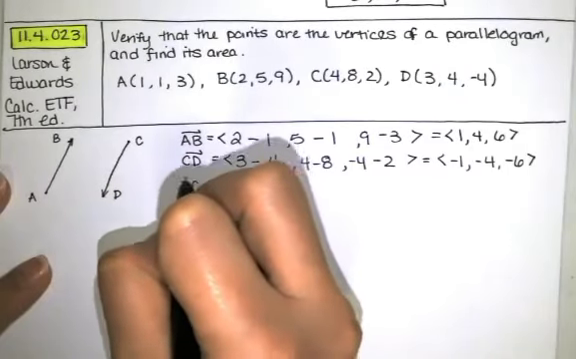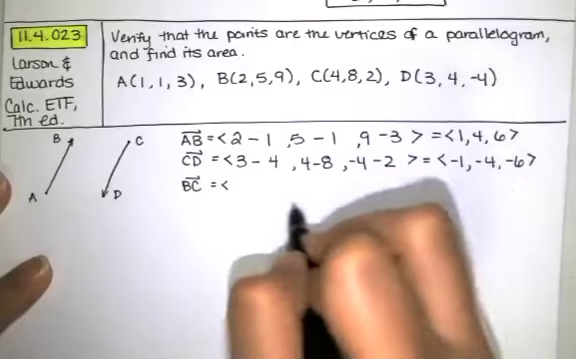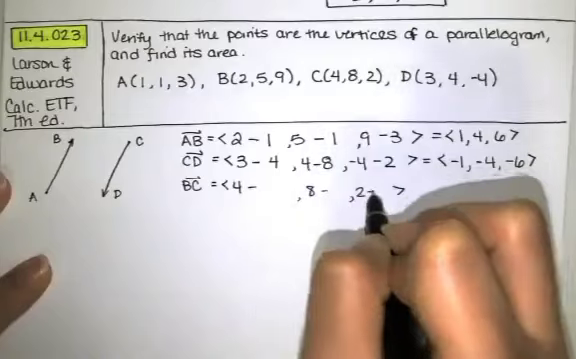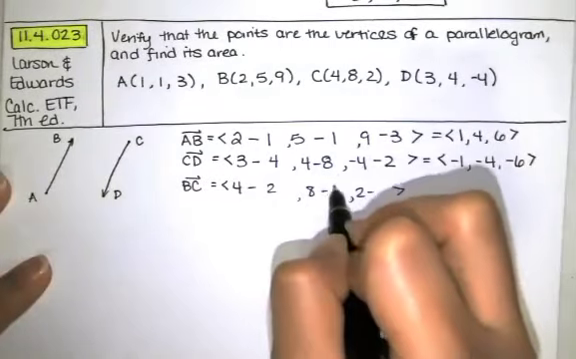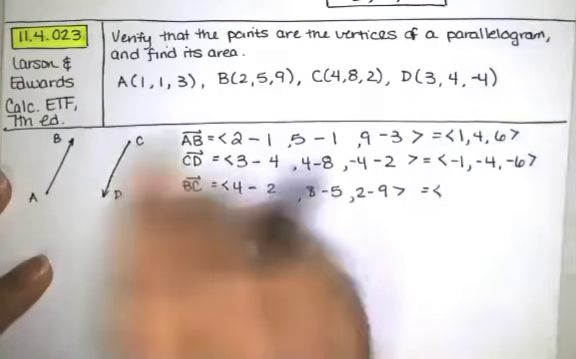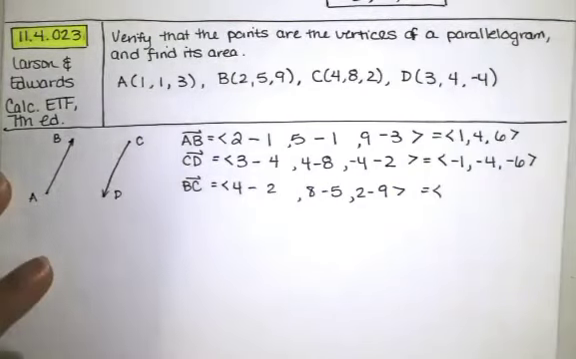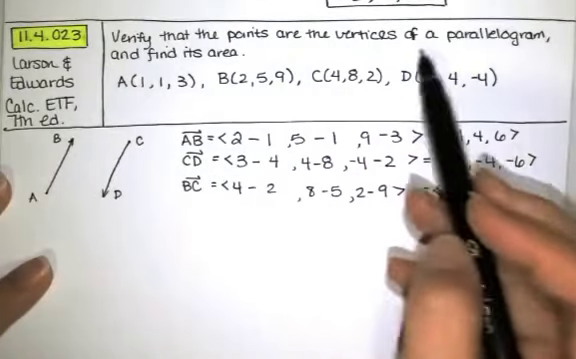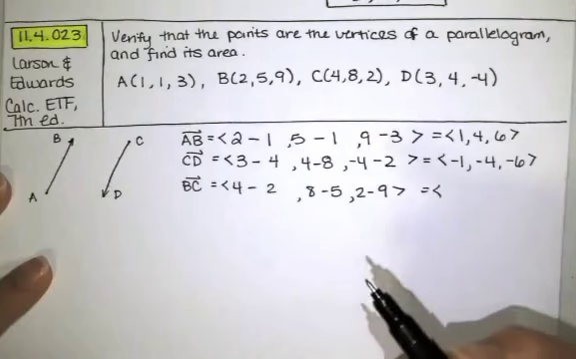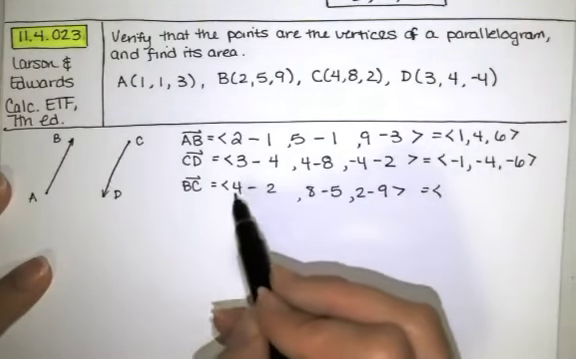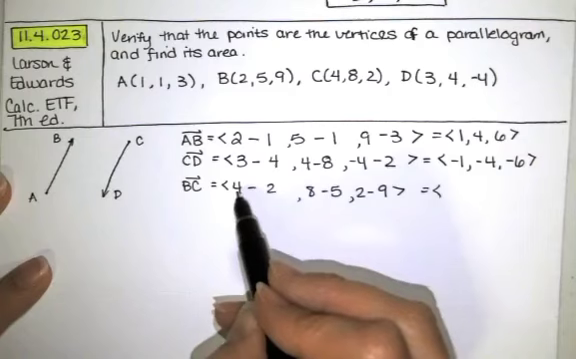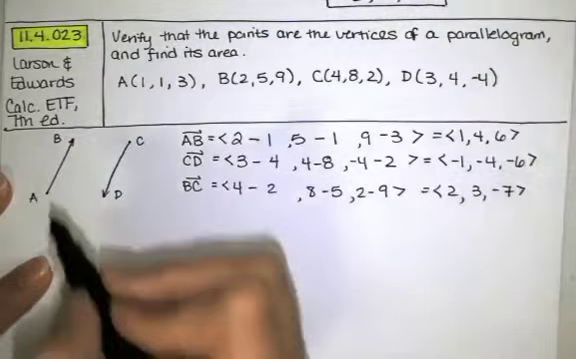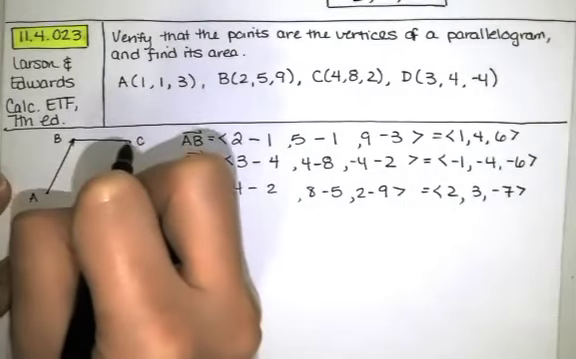So we'll compute the vector from B to C, take the coordinates of C, 4, 8, and 2, and subtract the coordinates of B, that's 2, 5, and 9. And of course, this is just a cartoon. I don't actually know what it looks like, but I'm just trying to prove that I've got parallel vectors here to prove that these are the vertices of a parallelogram. So we've got a vector with components 2, 3, and -7. Okay, so let's say that that goes this way.